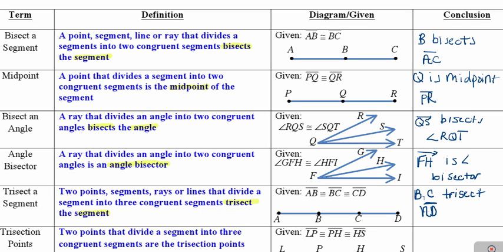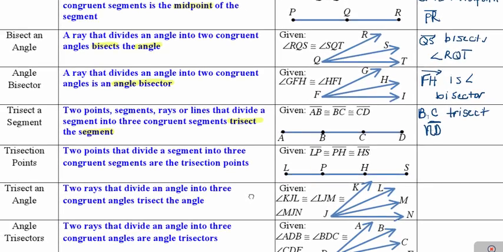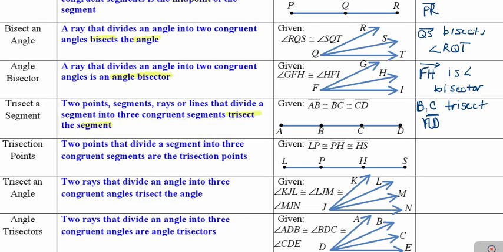Similarly, two points that divide a segment into three congruent segments are known as the trisection points of that segment. So if we look at our given, we have that segments LP, PH, and HS are congruent. So the conclusion that we can make is that point P and point H are trisection points. So again, even though they are very similar, depending on what you're trying to prove, that's how you determine which reason or which vocabulary word to use.